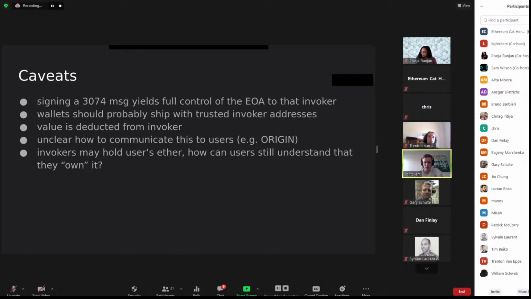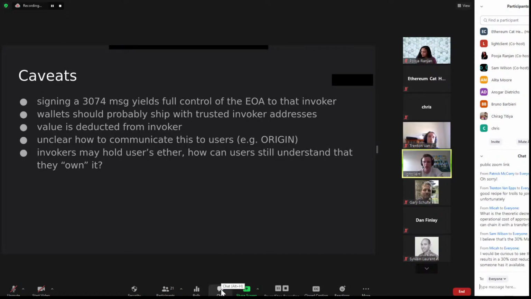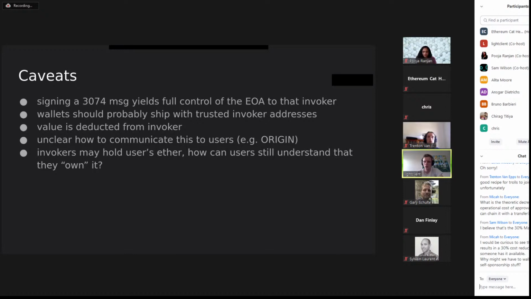In that case, it becomes, again, difficult to try and communicate to users how exactly 3074 works. And so I'm going to have to rely heavily on the input from wallet teams to understand how they think that can be done. And, generally, if we can't deduct value from the user and the invoker has to hold ether for the user, it's unclear how to properly educate users about this. Users are very familiar with ERC20 tokens. They understand that they don't look at their account balance in their account; they look at it under the ERC20 token. And this is kind of an extension of that, but it requires education and a good user experience.